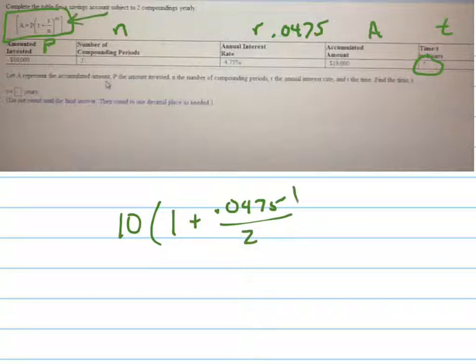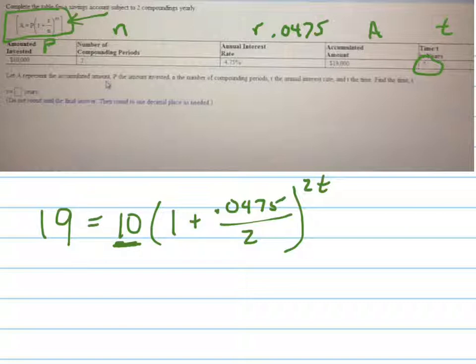Whoops, let me erase that. 19,000. So they're saying we're going to put $10,000 in at a rate of 0.0475, and I'm compounding it twice, so I have to put 2 in for N. Again, I'm just using that formula right there, and then I raise it to the 2T, and the amount that I want is, notice I'm actually just doing it in thousands. So instead of writing 10,000, I'm writing 10, and instead of writing 19,000, I'm writing 19.